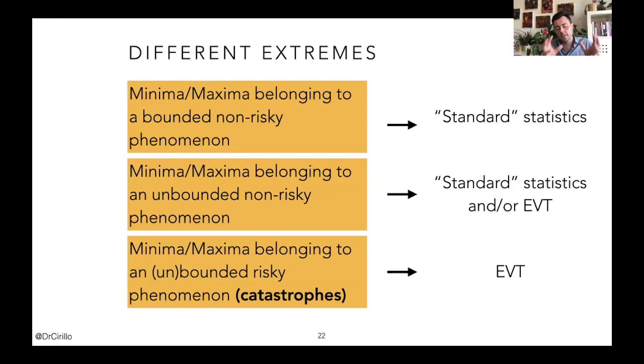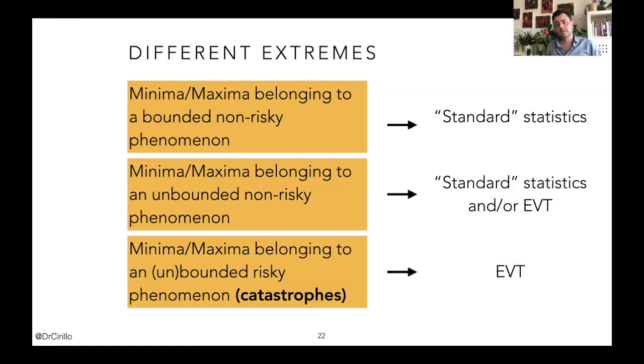Okay, so if we are in this setting in which we have an unbounded phenomenon that is nevertheless non-risky, because the large deviations that we can observe are not so large, and the very large deviations have a mass which is almost 0, then in this situation, we can use a combination of the standard statistics that we know from our basic courses and some tools from extreme value theory.